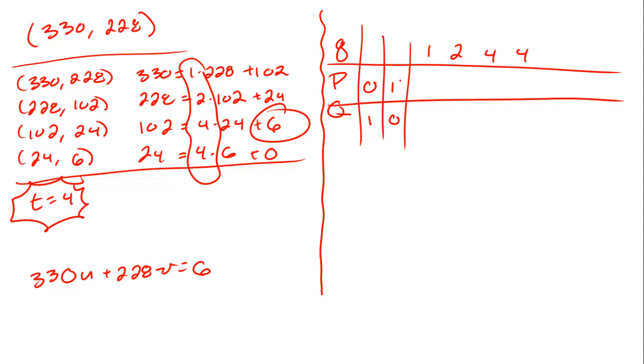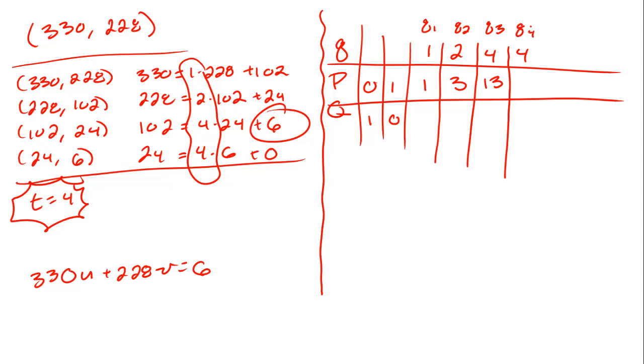So 1 times 1 is 1, adding a 0 makes a 1. The next bit's 1 times 2, which is 2, adding the number to the left makes a 3. Next bit is 3 times 4, which is 12, adding the number to the left. Go back. So 3 times 4 is 12, adding the number to the left makes a 13. And that's the one that I'm actually going to care about, because this is Q1, this is Q2, this is Q3, and that's Q4.